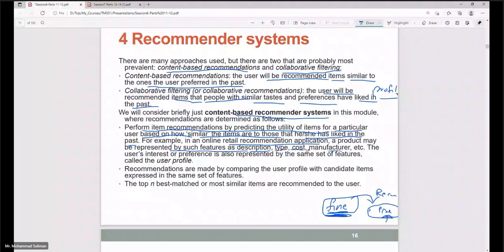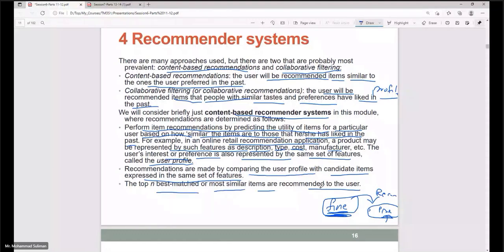So data can be taken from the product: what is the type of the product, what is the cost, the manufacturer of the product, and so on. Data can also be taken from the user profile: what is the taste of the user, what he likes, what he doesn't like. Recommendations are made by comparing the user profile with the candidate items expressed in the same set of features. So the top n best match or most similar items are recommended to the users.